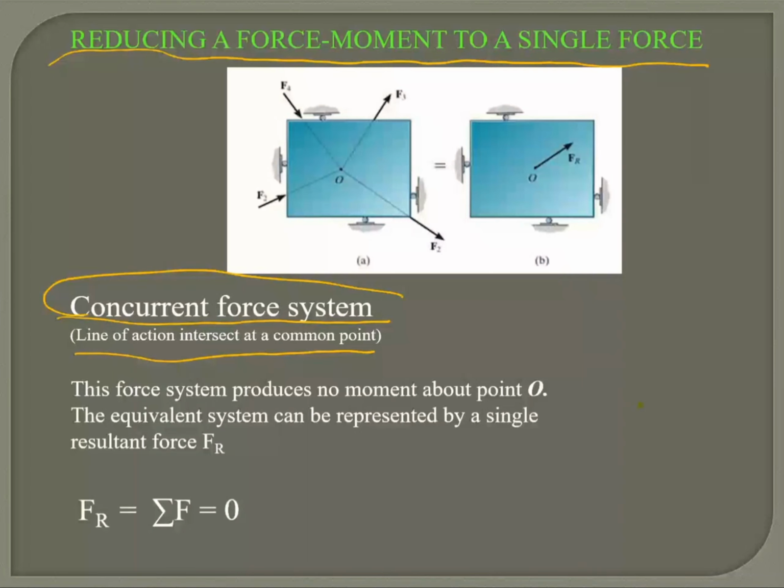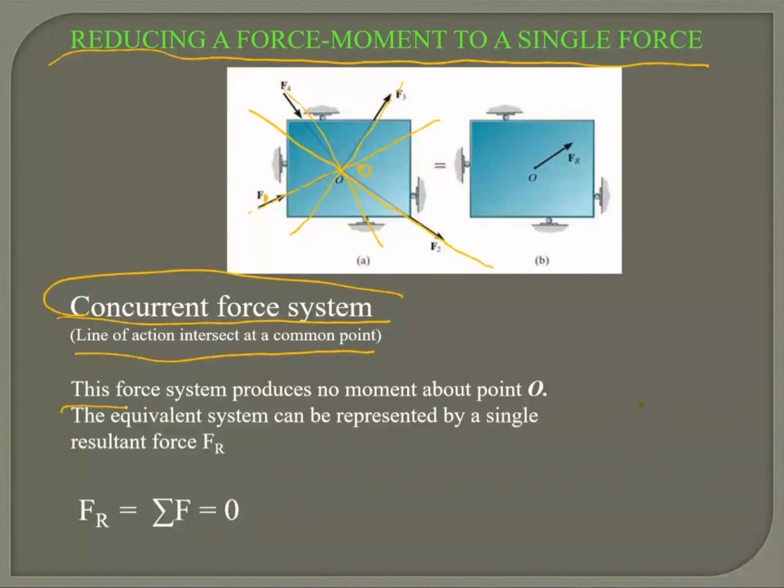So I've got force F1. This should have been F1 here. I've got F1, and that's its line of action. I've got F2, its line of action is here. I've got F4, line of action here, and F3, line of action. If the lines of action pass through a single point, it's called a concurrent force system.